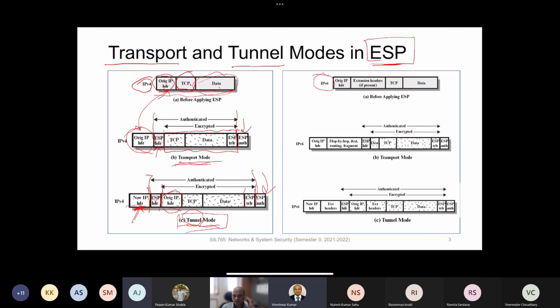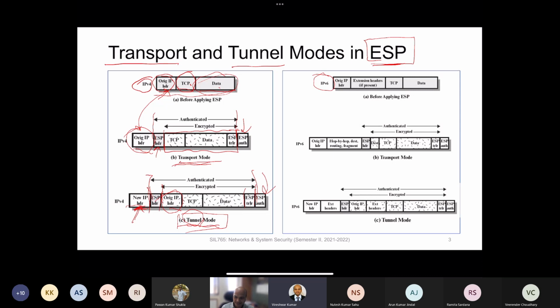Yes. Sir, the contents of the original IP header and new IP header are same. Content from the, no. If it is same, then there is no reason for doing encryption, isn't it? You try to do encryption in order to provide confidentiality to the original IP header. And so if they are the same, it doesn't make any sense.